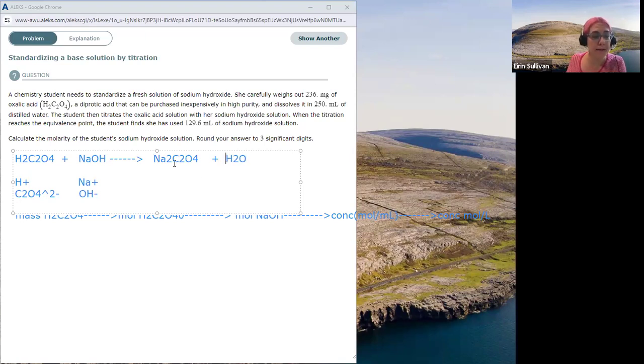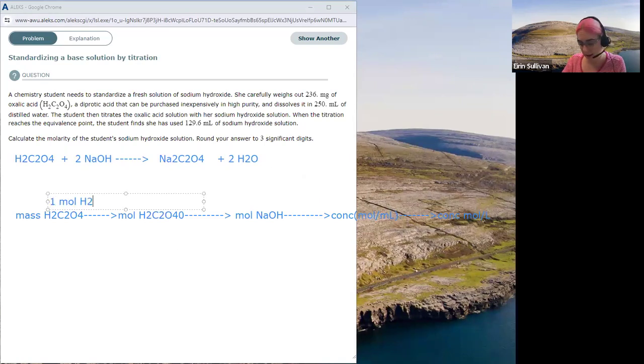Okay, so to balance it, obviously I've got two sodiums over here and only one over here, so let's make that sodium happy. Oxalate is balanced. What about hydrogens? 1, 2, 3, 4 hydrogens. So I'm going to need, boom, a 2 here. Okay, so let's work out our molar mass of the oxalic acid before we begin.